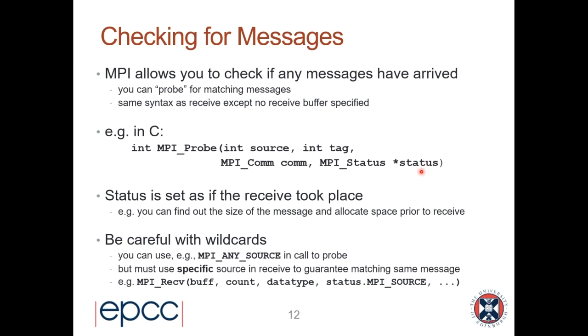There are some technicalities if you use wildcarding, so be careful with wildcards. If you do a probe with MPI any source, when you do the receive, you have to do a receive with that specific source. If you do MPI probe any source, MPI receive any source, it's not guaranteed they will match. So you have to do MPI probe any source, MPI receive with status.MPI source. It's a slight technicality. But the main thing is probe allows you to say, if I were to issue a receive here, what would I receive? And then that allows you to allocate enough space for that message to come in.